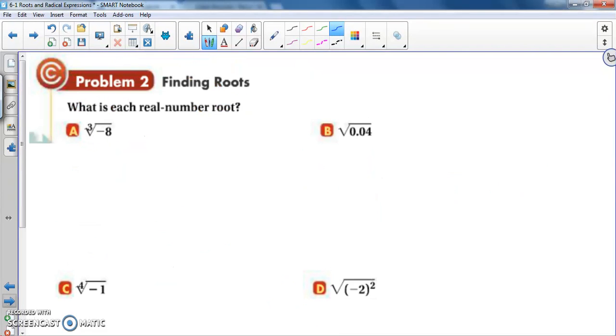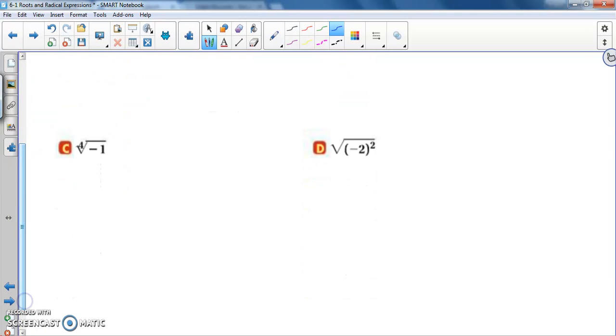What is each real number root? So the cube root of negative 8: what times itself times itself equals negative 8? Negative 2. The square root of 0.04 is 0.2, since 0.2 squared is 0.04. The fourth root of negative 1: since we have an even index, we cannot have a negative radicand. Therefore, we have no real roots.